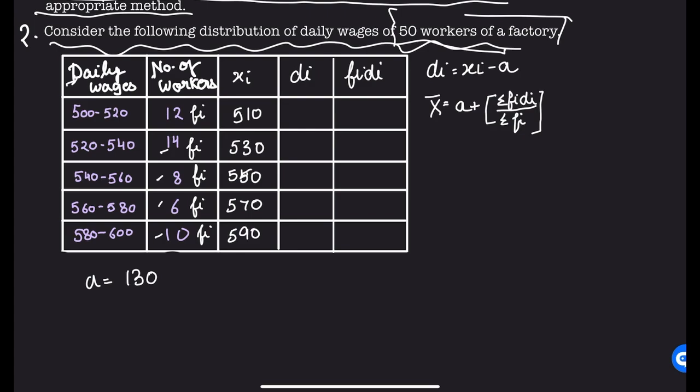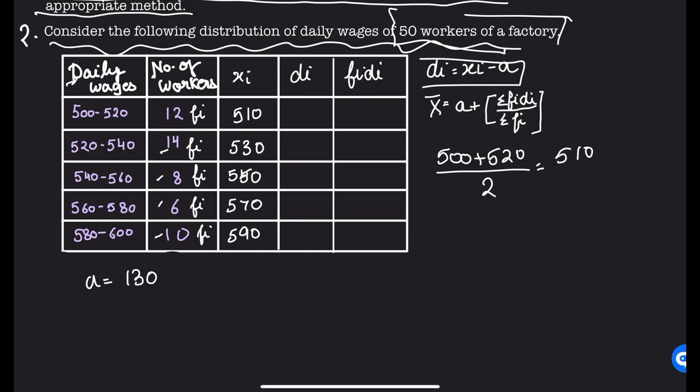Firstly, we have to find the xi regarding the table. So xi will be 500. How do we find the xi? Let me tell you. 500 plus 520 upon 2, so the answer will be 510. And for 520 to 540, the answer will be 530, and so on. It will extend by 20: 510, 530, 550, 570, 590. This is the xi. Then we have to find the di.